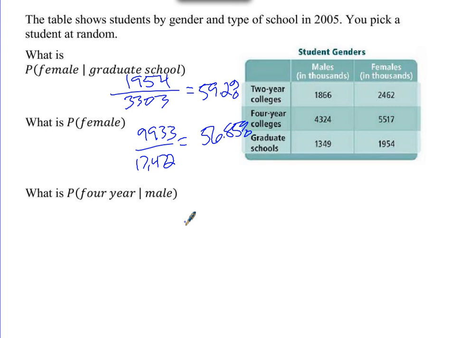So the way you read that is the probability of this person that I randomly select being a 4-year student, given that they're a male. The given that thing is what narrows down this problem. I'm told that it's a male, which means I'm strictly looking in the males column. Now I need a 4-year student. So how many 4-year students are there?